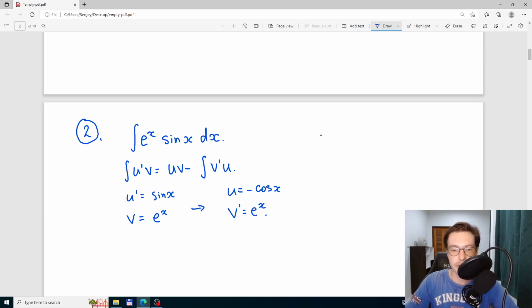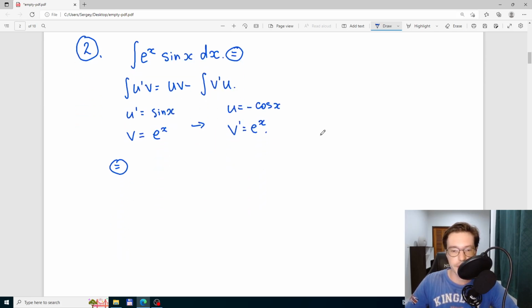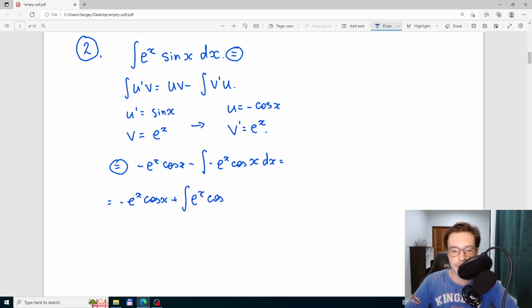And now at this point, let's rewrite our original integral as u times v, so minus e to the power of x times cosine x, minus the integral of v' times u. So it's minus e to the power of x cosine x dx. Let's simplify a little bit further. Minus and minus will be plus, so integral of e to the power of x cosine x dx. Now that looks very similar to our original question, apart from the fact that we have cosine x instead of sine x.